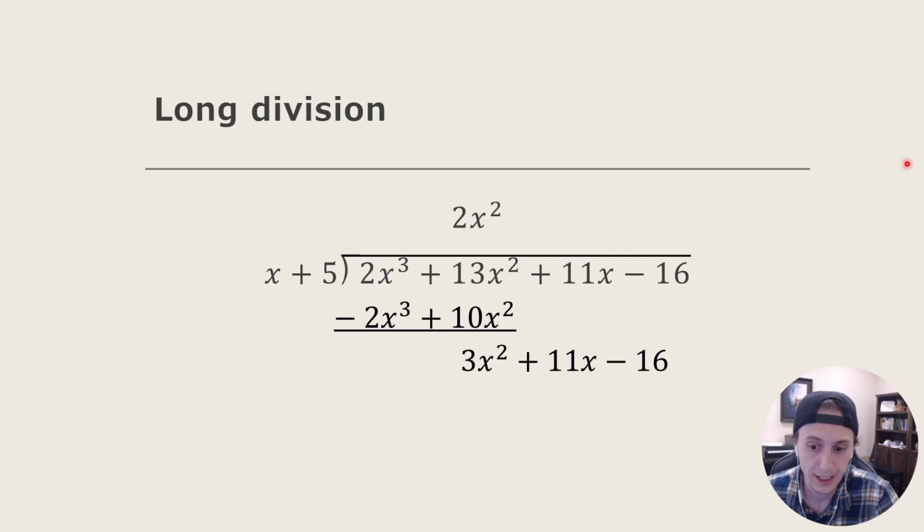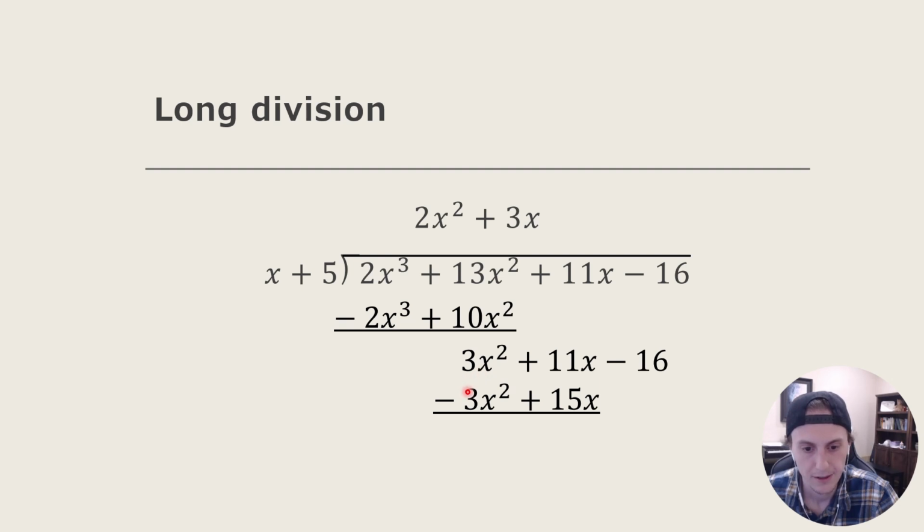So now we just repeat it again. We look at this first thing here, x. X times what gives us 3x squared? That's 3x. So we write it at the top, plus 3x, and we take 3x times 5, and then we write that at the bottom. And now we're subtracting 3x squared plus 15x. Again, this is all in parentheses, and that gives us negative 4x minus 16.